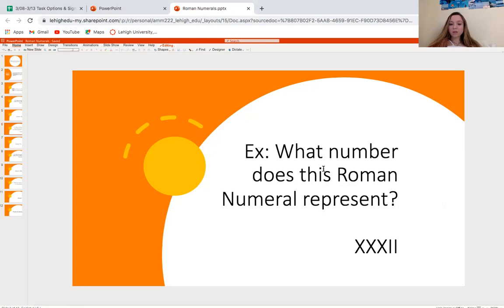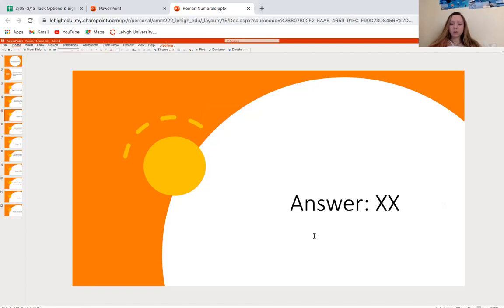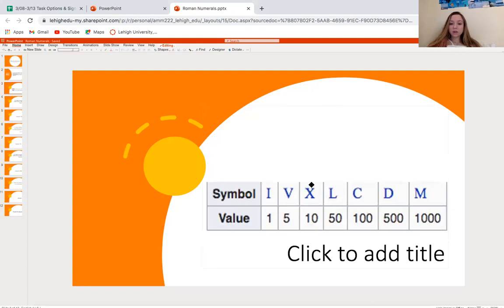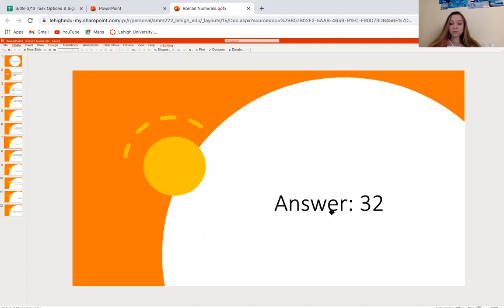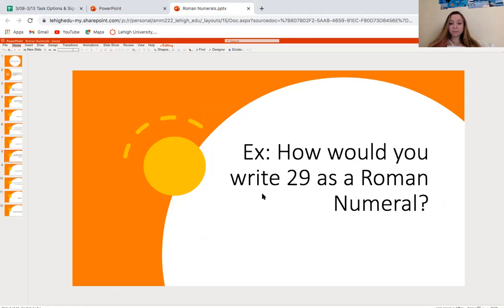And then I have, what does this Roman numeral represent? It's an X, X, X, and an I, and an I. If we go back to the table, I said before that X is equal to 10. So if we have 3 X's, that's 30. And if we have 2 I's, that's equal to 2. So then 30 plus 2 is 32. So that's our answer.